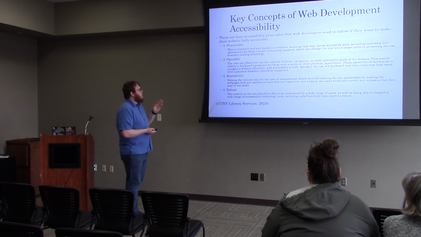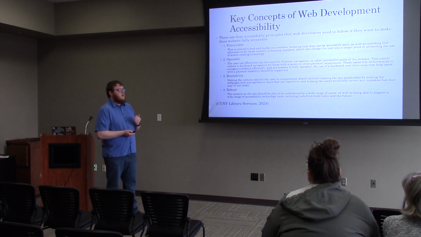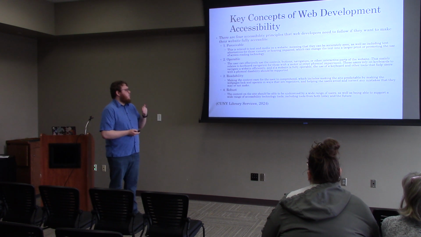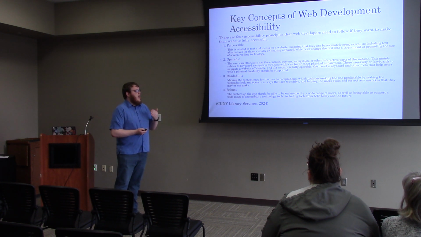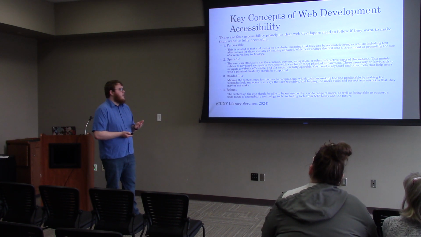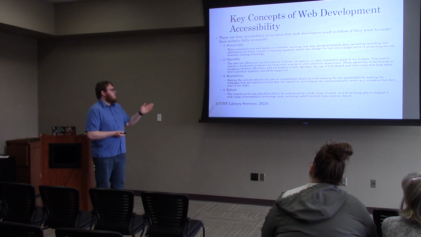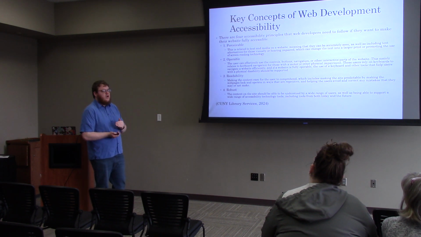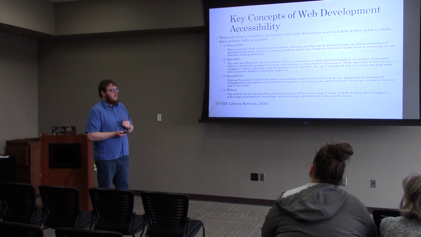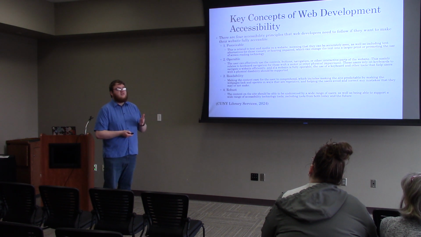Number 3 principle, understandable. Making the content easy for users to comprehend, which includes making the website predictable by making the web page look and operate in ways that are repetitive, and helping the users avoid and correct any mistakes that they may or may not make. And 4th principle, robust. The content on the site should be able to be understood by a wide range of users, as well as being able to support a wide range of accessibility technology tools, including tools from today and possible ones in the future.